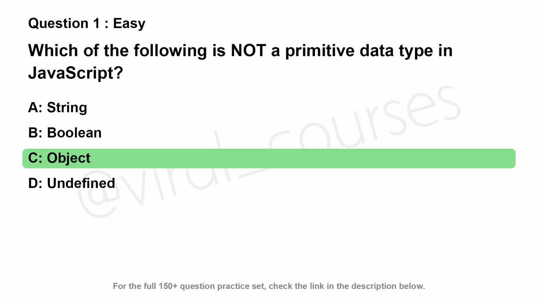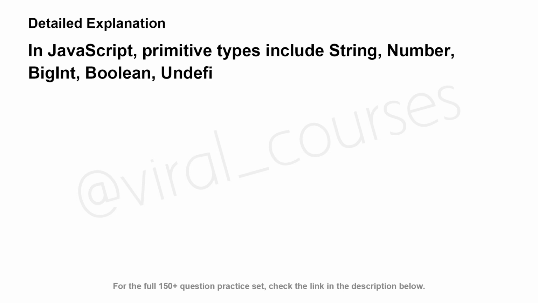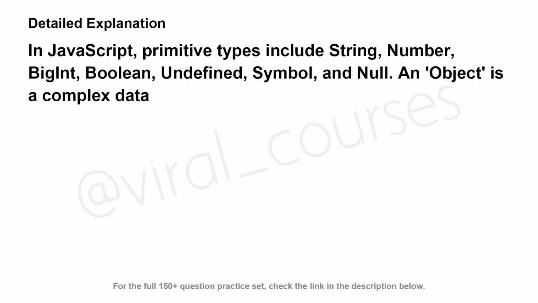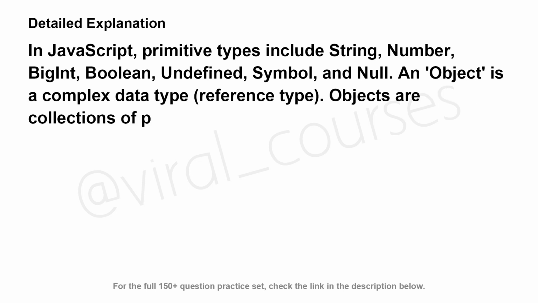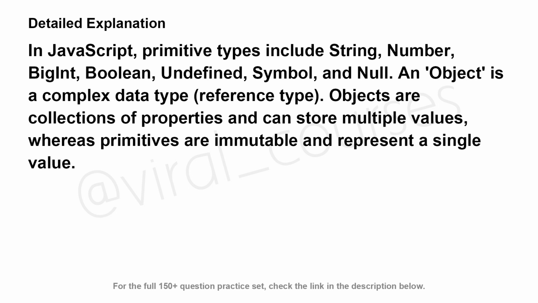The correct answer is C. In JavaScript, primitive types include string, number, BigInt, Boolean, undefined, symbol, and null. An object is a complex data type, a reference type. Objects are collections of properties and can store multiple values, whereas primitives are immutable and represent a single value.